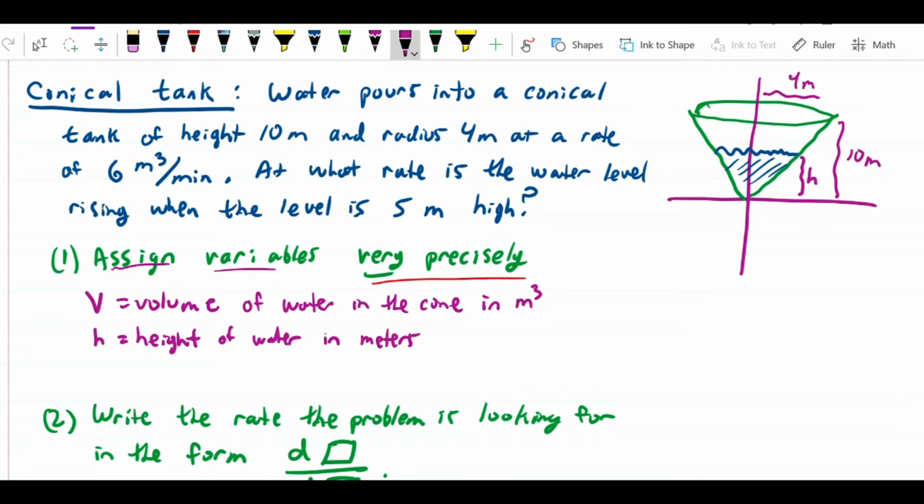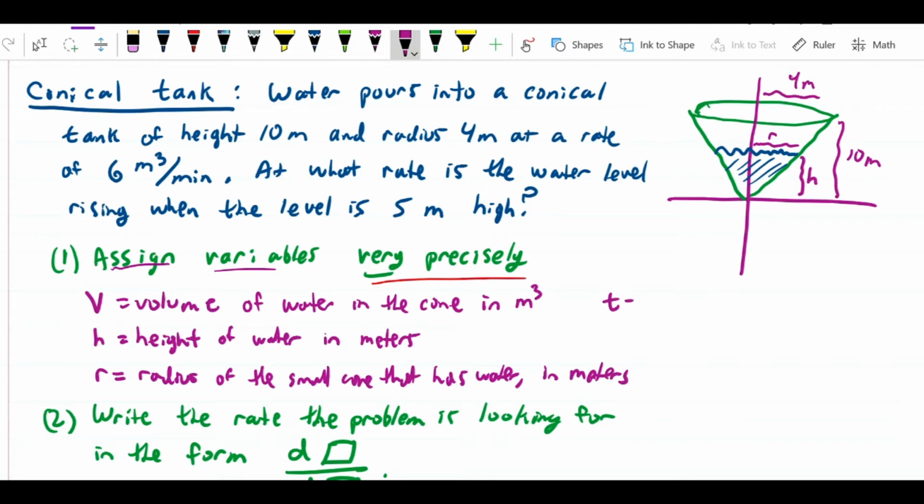And let's see. So we can also talk about the radius. That's a useful thing to do. But of course, if we're talking about that radius, not the constant radius of the top of the cone, but the radius of the smaller blue cone as the water fills up. That's the thing that can actually change. So r is the radius of the small cone that has water, and that's in meters.